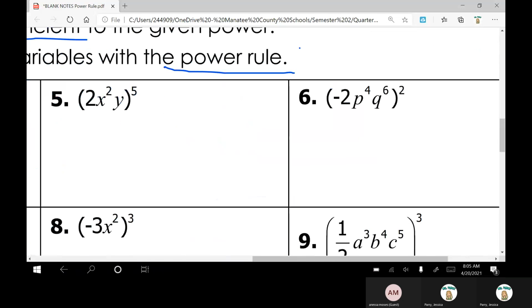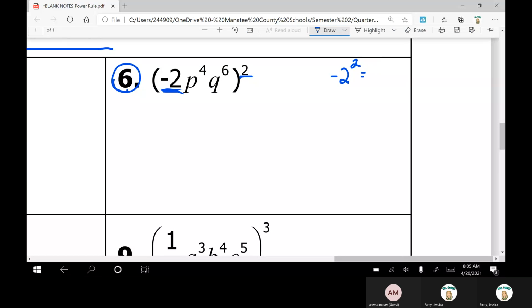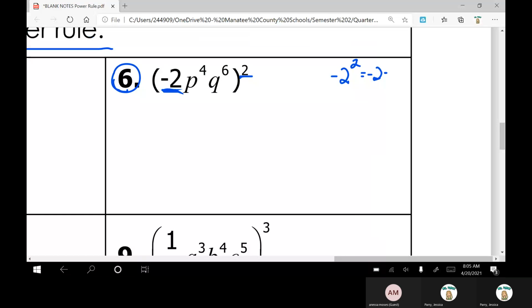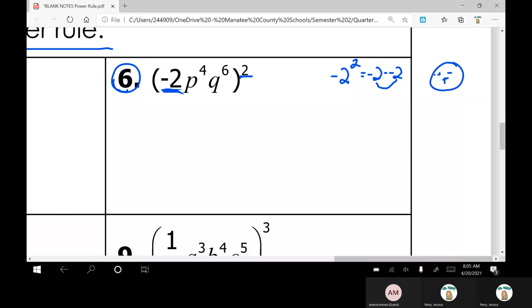Let's do another one. I'm going to skip around a little bit and leave you guys some to practice on your own. Next one, number 6. Let's first do the numbers, the coefficient, -2 to the power of 2. That's really -2 times -2. And a negative times a negative is a positive. 2 times 2 is 4. Okay, so here I get 4.